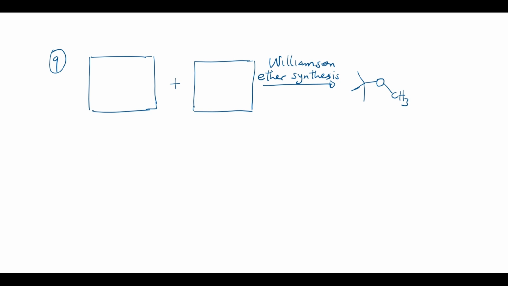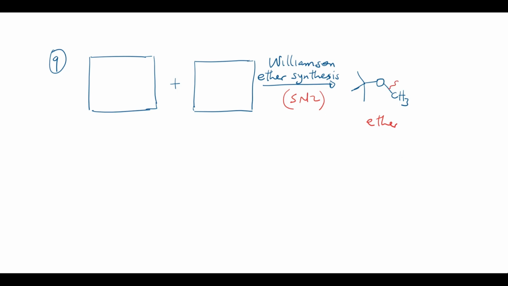In this question, we're asked to provide the starting materials that will give this product. So we need to employ a retrosynthetic approach to solve this problem. Now, since our product here is an ether, and the Williamson ether synthesis requires a strong nucleophile reacting with an alkyl halide via SN2 fashion, this means I want to deconstruct this product into two fragments that make sense.